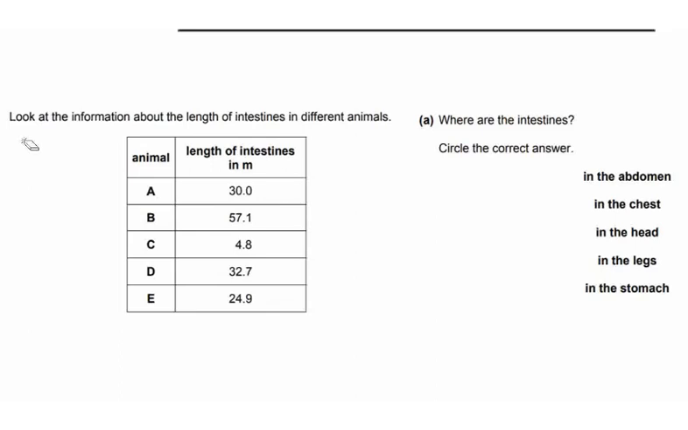Question 4. Look at the information about the length of intestine in different animals. Animals A, B, C, D, and E with length of intestines in meters. Question A. Where are the intestines? Circle the correct answer. Is it in the abdomen, in the chest, in the head, in the legs, or in the stomach?